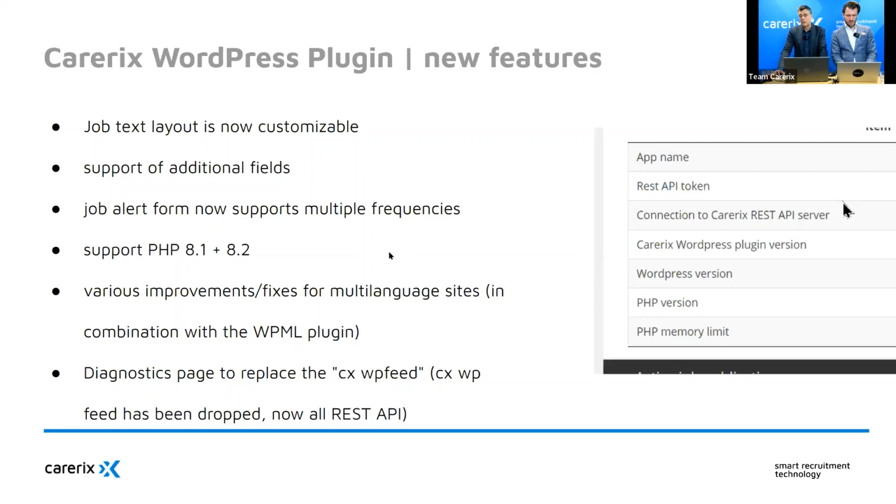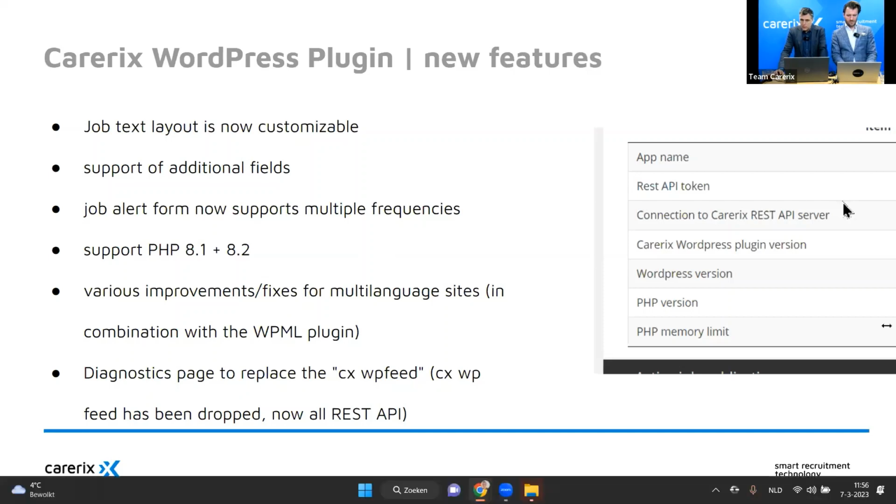This diagnostics tool helps you with information, as you see in the little screenshot right there, about the connection with the Carerix REST API to get the publication, WordPress version, PHP version, PHP memory limit, but also all the publications that were fetched from Carerix via the REST API. So for users, or for web builders, administrators working in the WordPress environments, very useful tool.